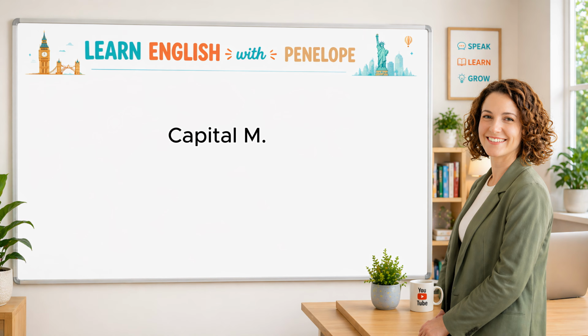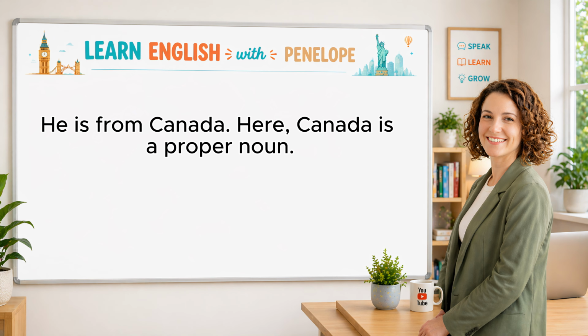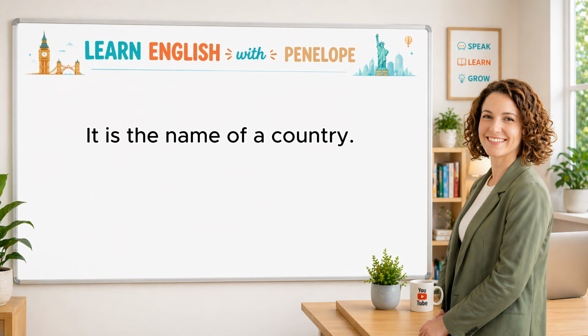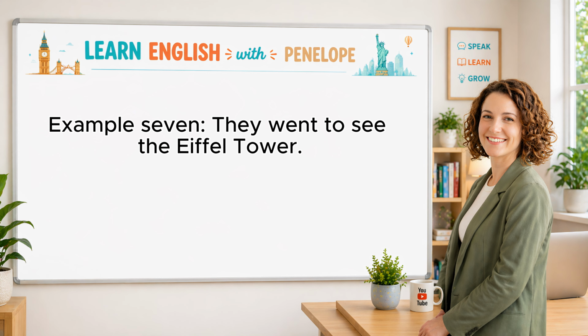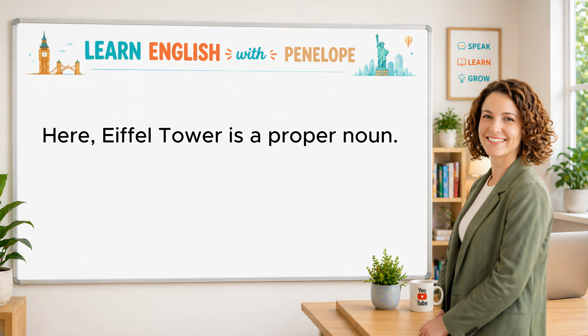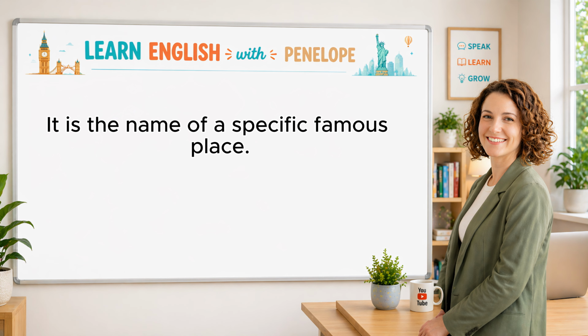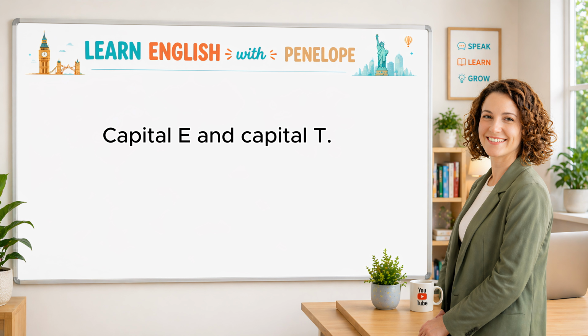Capital M. Example 6. He is from Canada. Here, Canada is a proper noun. It is the name of a country. Capital C. Example 7. They went to see the Eiffel Tower. Here, Eiffel Tower is a proper noun. It is the name of a specific famous place. Capital E and capital T.